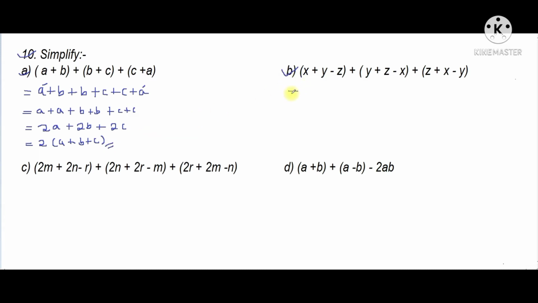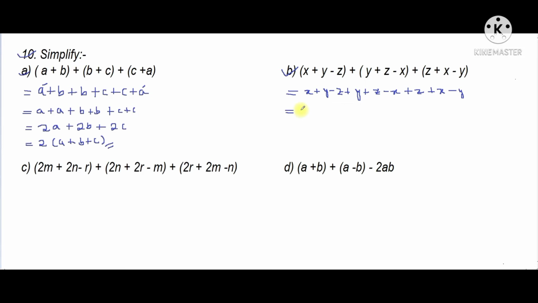Now number b, so here you see we'll break the bracket now, okay. So x plus y minus z plus y plus z minus x, okay, and then plus z plus x minus y, okay.